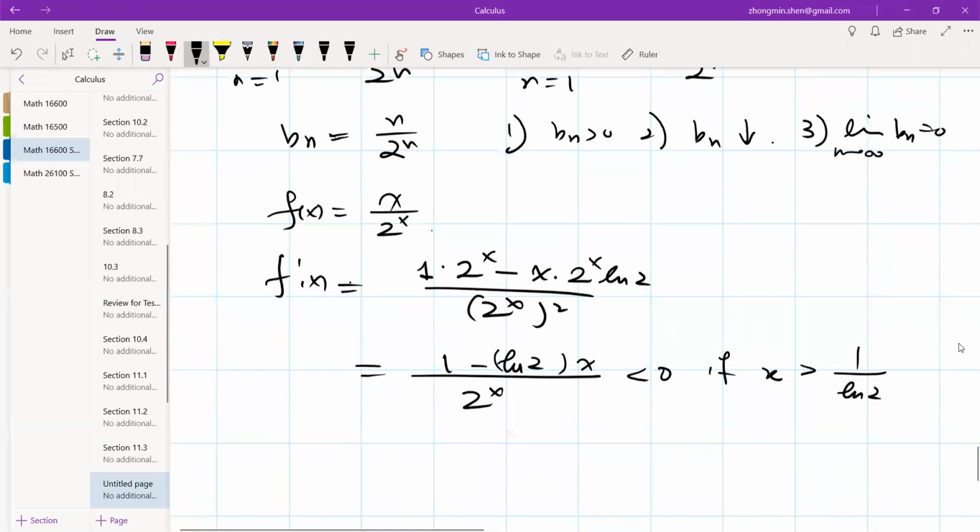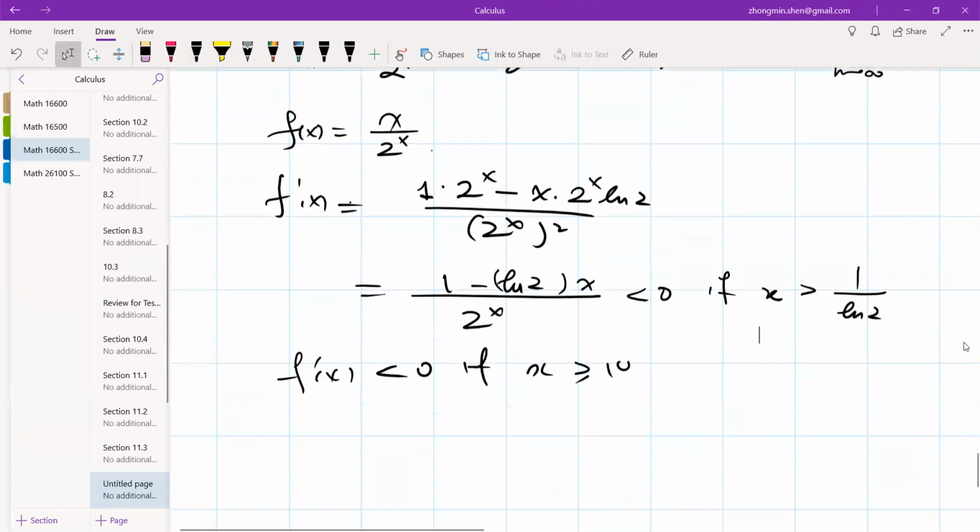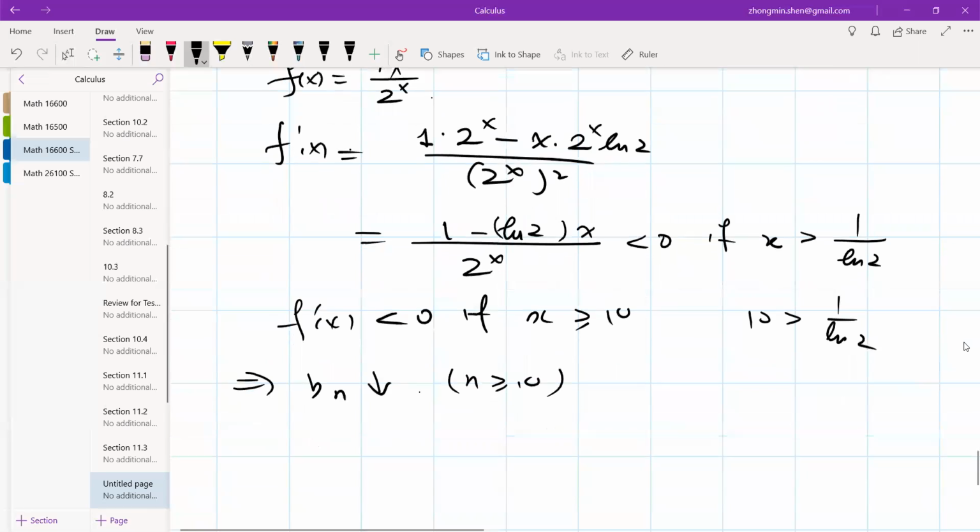But anyway, 1 over natural log of 2 is a positive number. It could be 10, right? So I think this is true if x is greater than 10. Let's pick a larger number. I'm pretty sure this 10 is greater than 1 over natural log of 2. Okay? And now, of course, we guarantee this derivative is negative. So that means Bn is decreasing for n greater than or equal to 10. That's enough, right? Okay, so we're done.